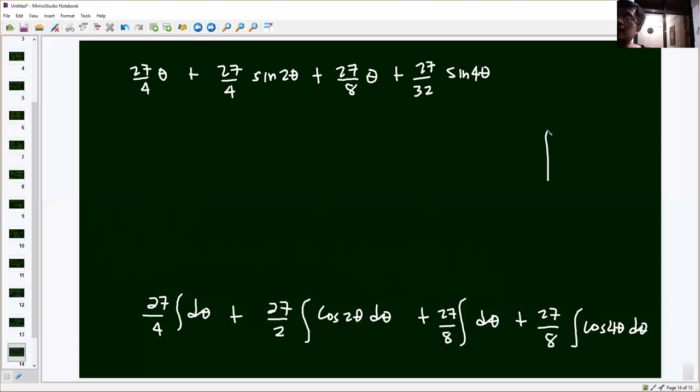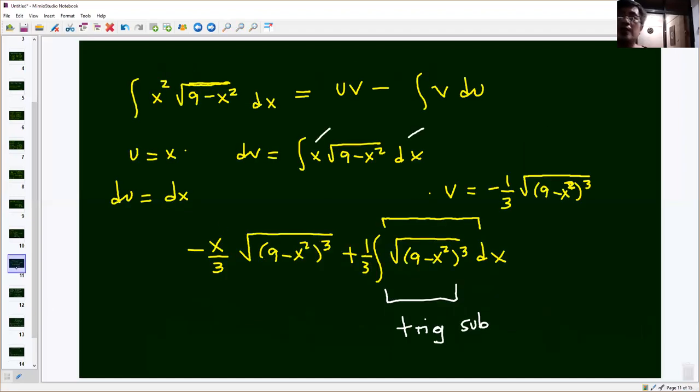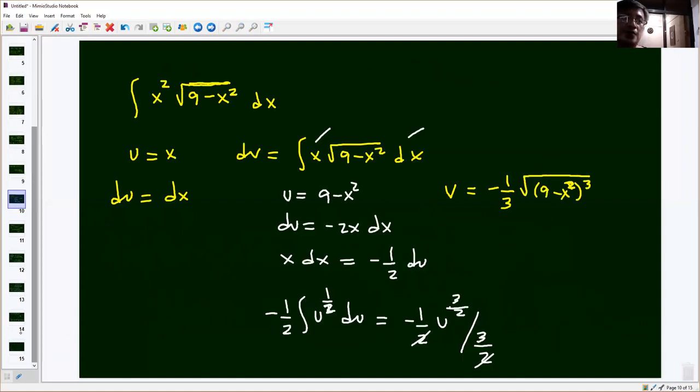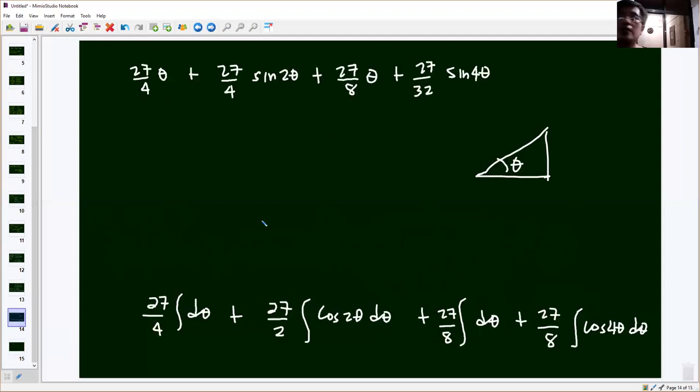Now, our triangle, theta. Copying mo na dun sa isa. 9 minus x squared. So, 9 yung hypotenuse. So, 3 here, x here, and then square root of 9 minus x squared. Sine theta, x over 3. We can combine these two: 27 over 4 and 27 over 8. What will happen?